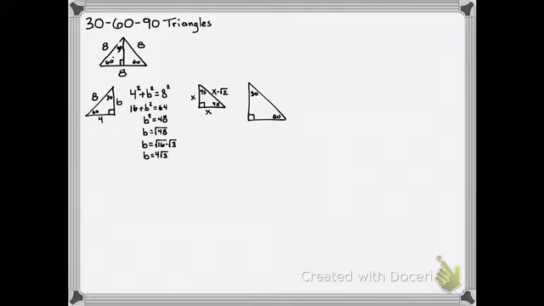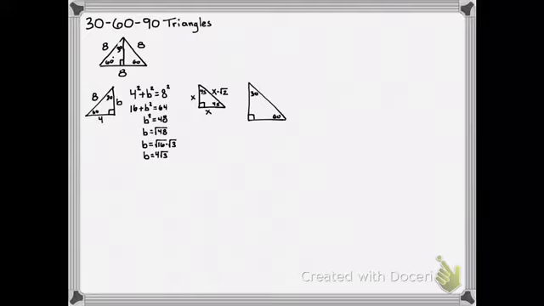With the 45, 45, 90, we didn't have to worry about the sides too much because those two sides, x and x, were the same. That's not the case here in the 30, 60, 90 triangle. If we go to the example that we just looked at, one side is 8, one side was 4, and one side was 4 square root of 3. Notice they're all different, and so we're going to have different sides here as well.